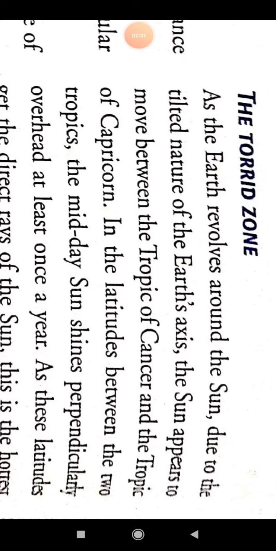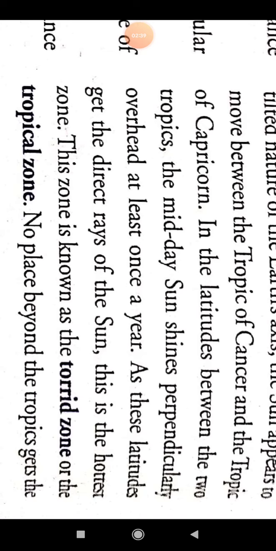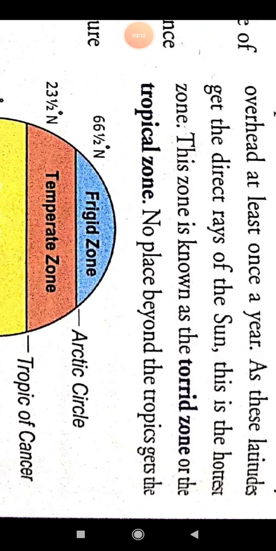south. So in the latitudes between these two tropics, the sun shines perpendicular, overhead, at least once in a year, and these latitudes get the direct rays from the sun, and this zone is the hottest zone. This torrid zone is the hottest, and this zone is also known as the tropical zone.